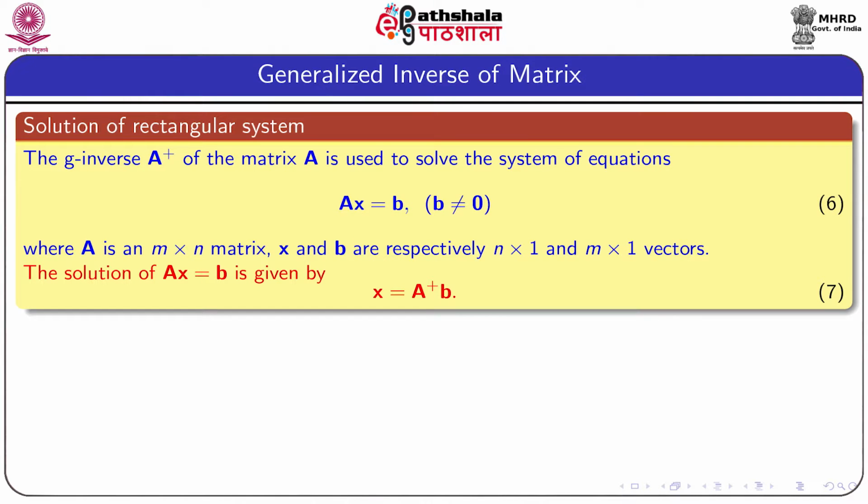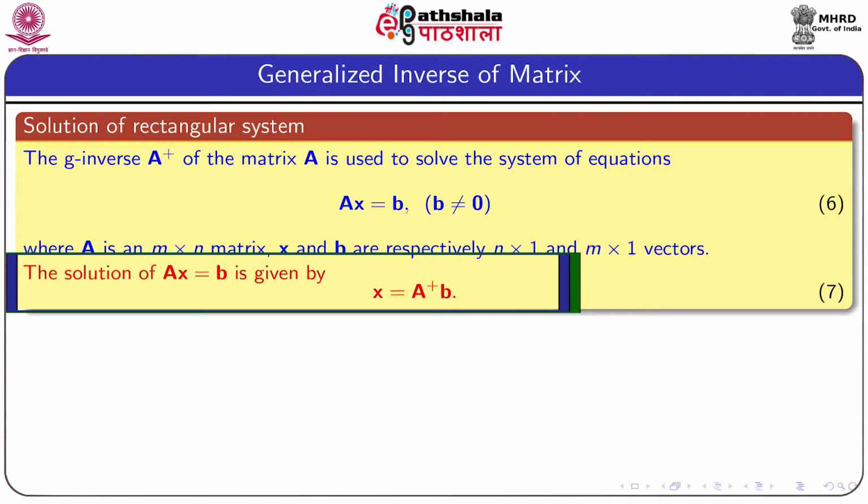Now, the generalized inverse can be used to solve a rectangular system of equations. The G inverse A plus of the matrix A is used to solve the following system of equations: Ax equal to B, where B is a non-null vector, and the matrix A is of order m by n, and x is the unknown vector of order n by 1, and B is the known vector of order m by 1.